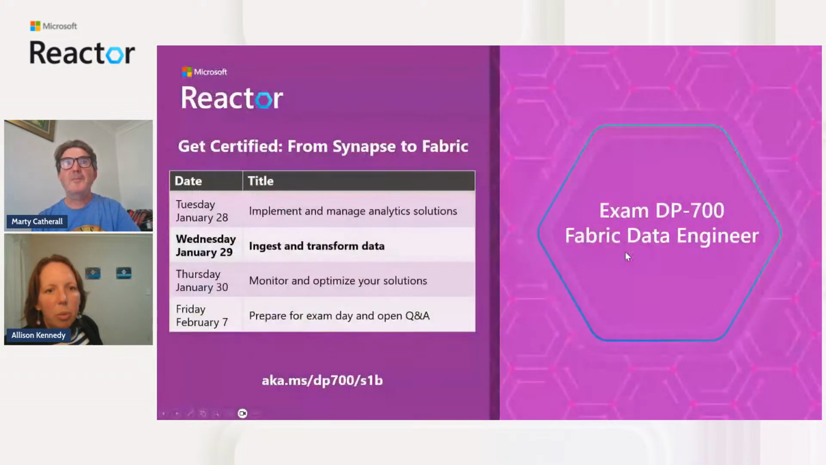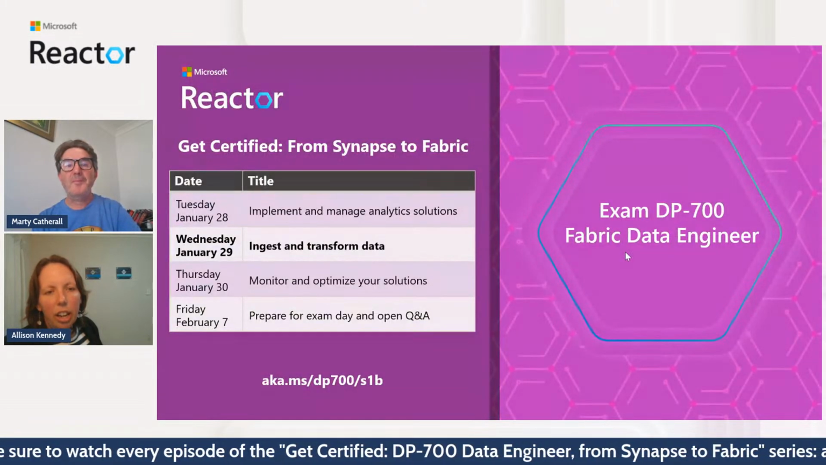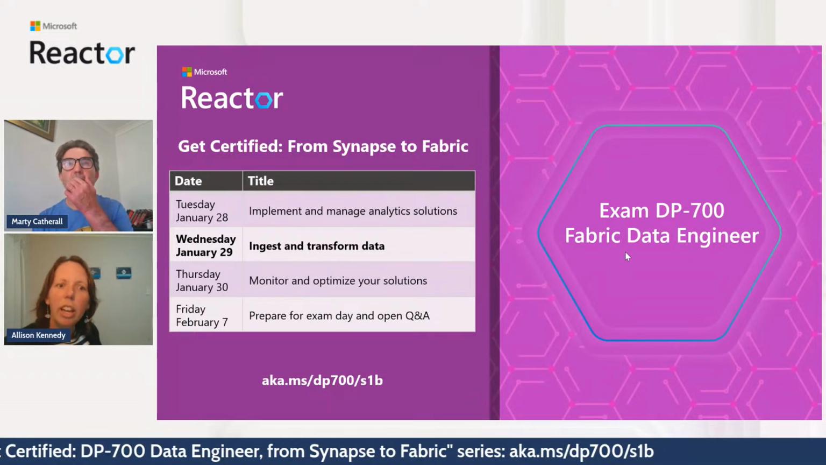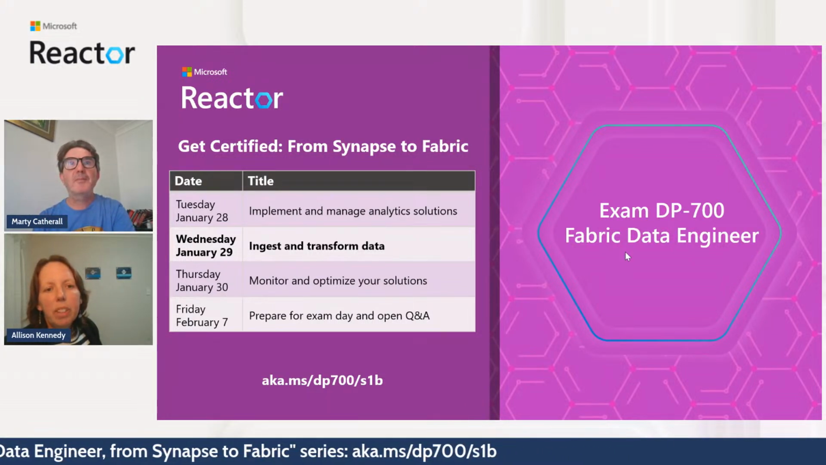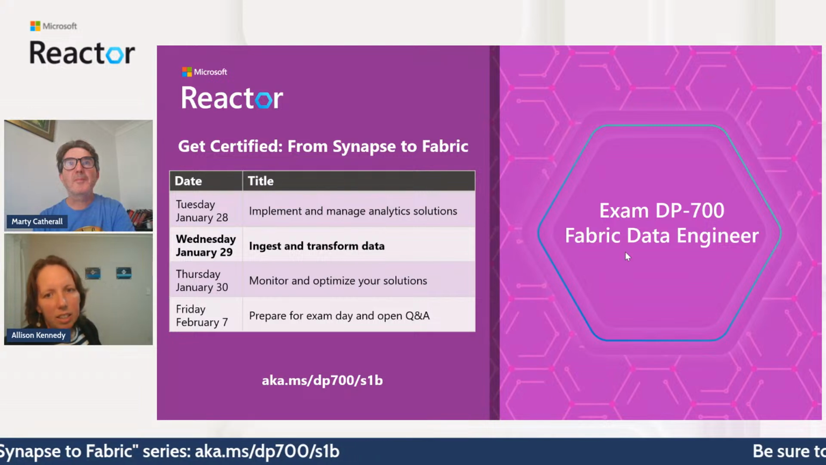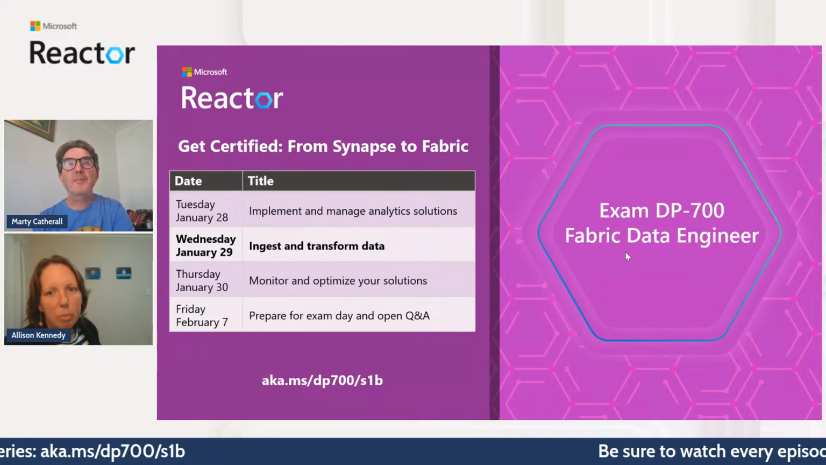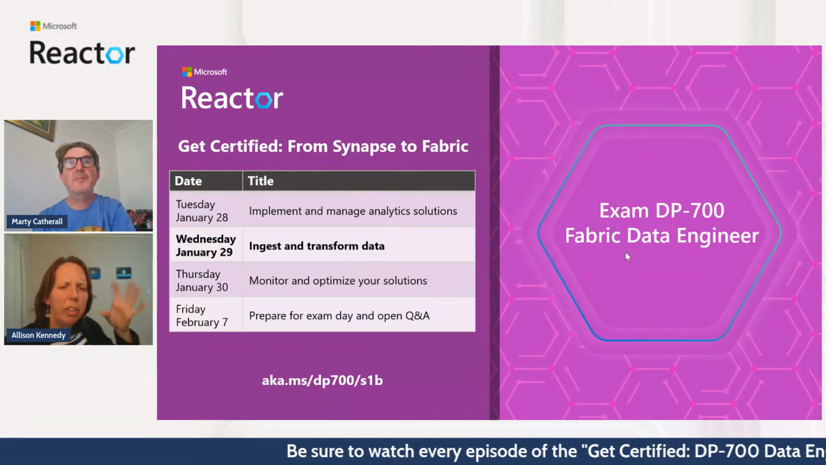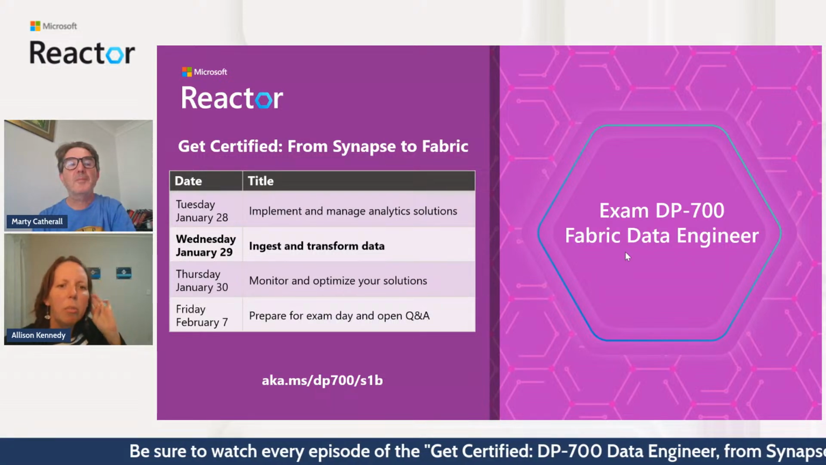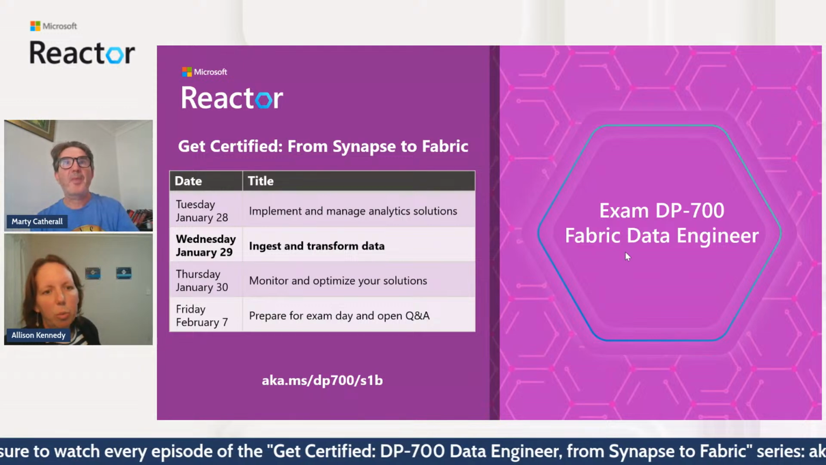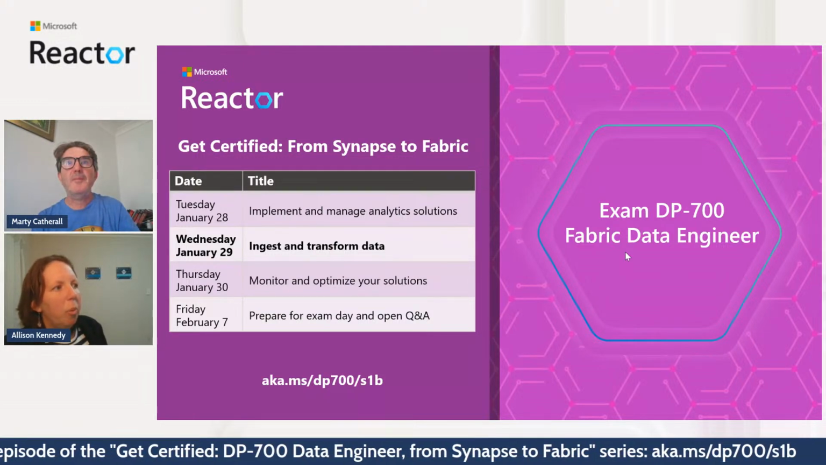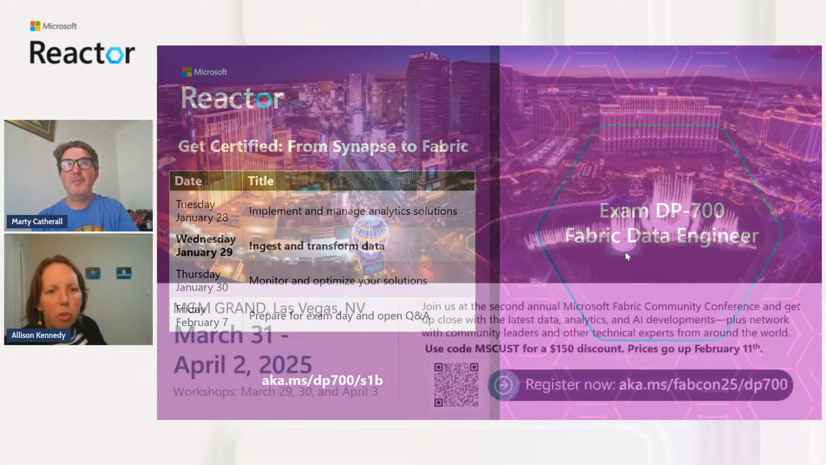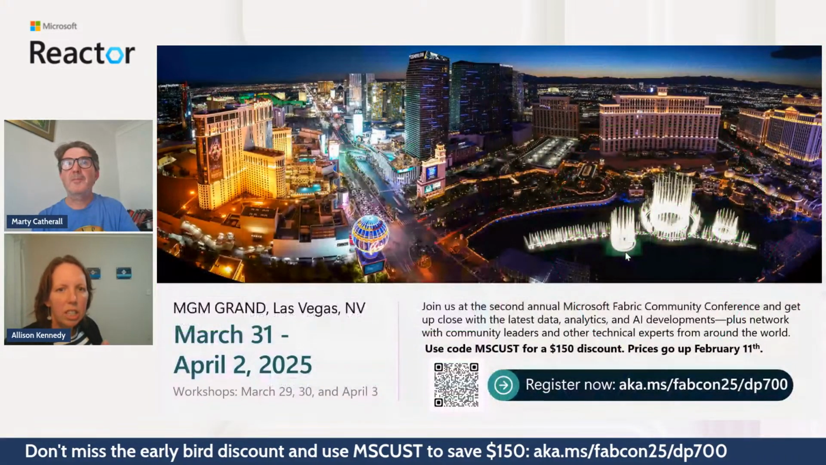So today this is episode 2. For those of you that joined us yesterday, welcome back. Today we're looking at the second set of skills that is part of the DP-700 Fabric Data Engineer exam. I think about 30 to 35% of the exam is made up of ingesting and transforming the data within Microsoft Fabric. Tomorrow you can join us for monitoring and optimizing solutions.